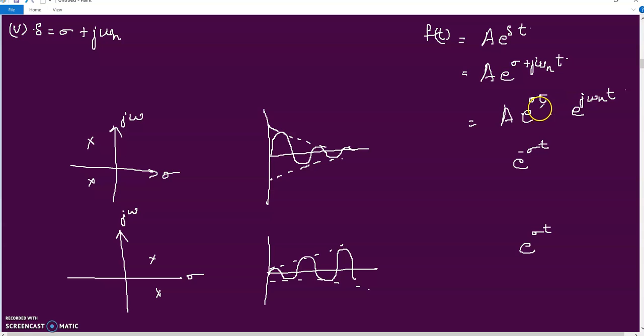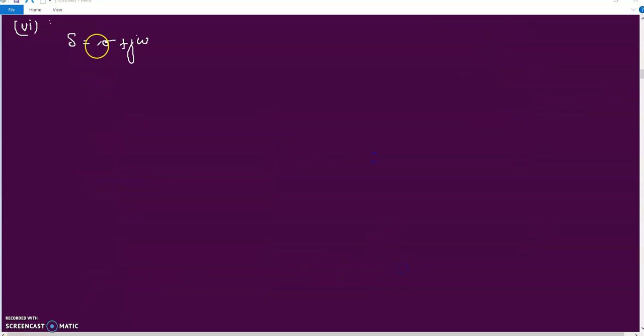So when it comes to A e raised to minus sigma t into e raised to j omega n t, we will have this. And when we have e raised to sigma t into e raised to j omega n t, we will have this. This is an overdamped sinusoid, and this is an underdamped sinusoid. You know that s is equal to sigma plus j omega.